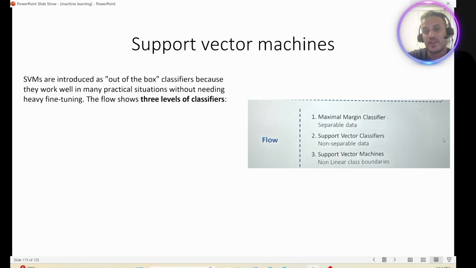So we have three support vector methods. One is called the Maximum Margin Classifier, then the Support Vector Classifier, and the Support Vector Machine. The first one works under one condition: the data is supposed to be separable. The second one, non-separable data, is used for overlapping classes, and the third one is used for nonlinear classification boundaries.